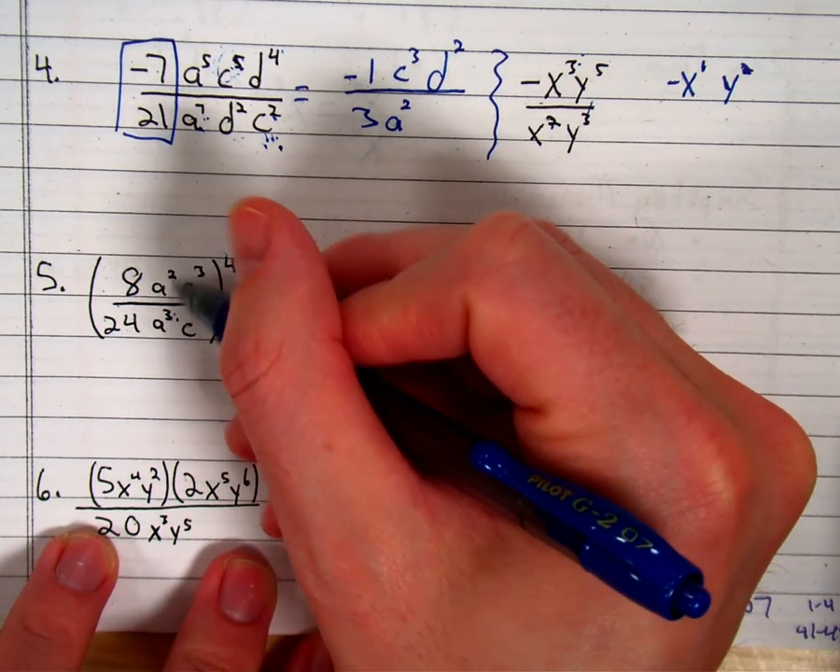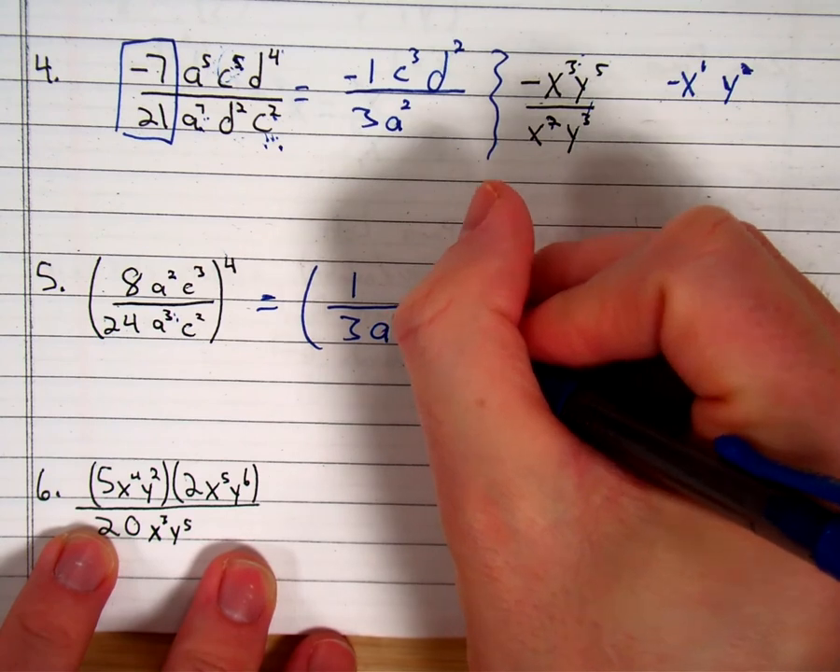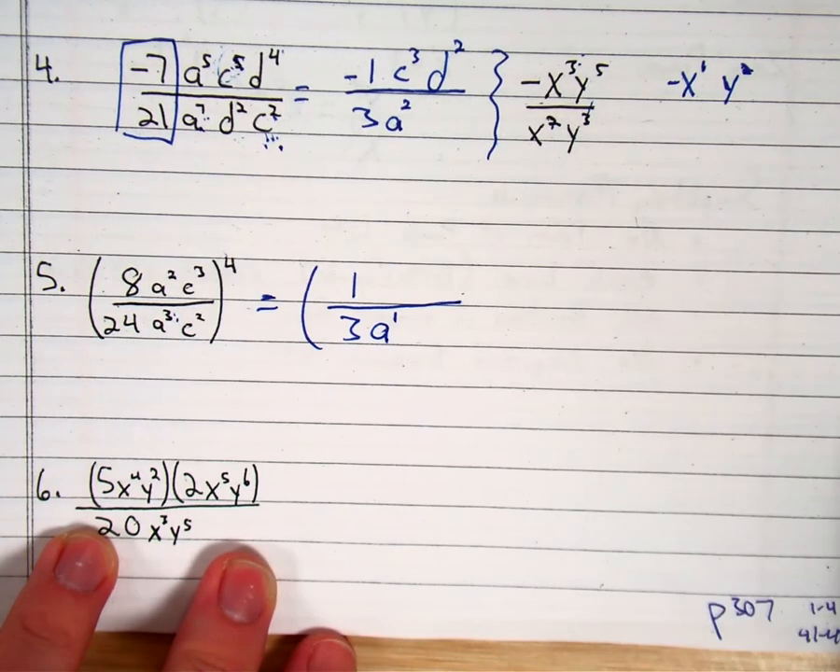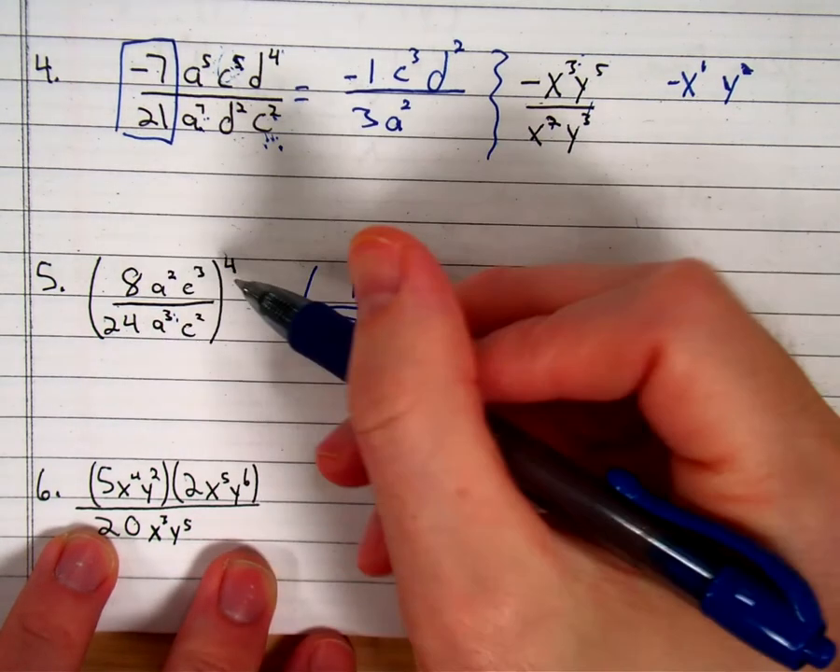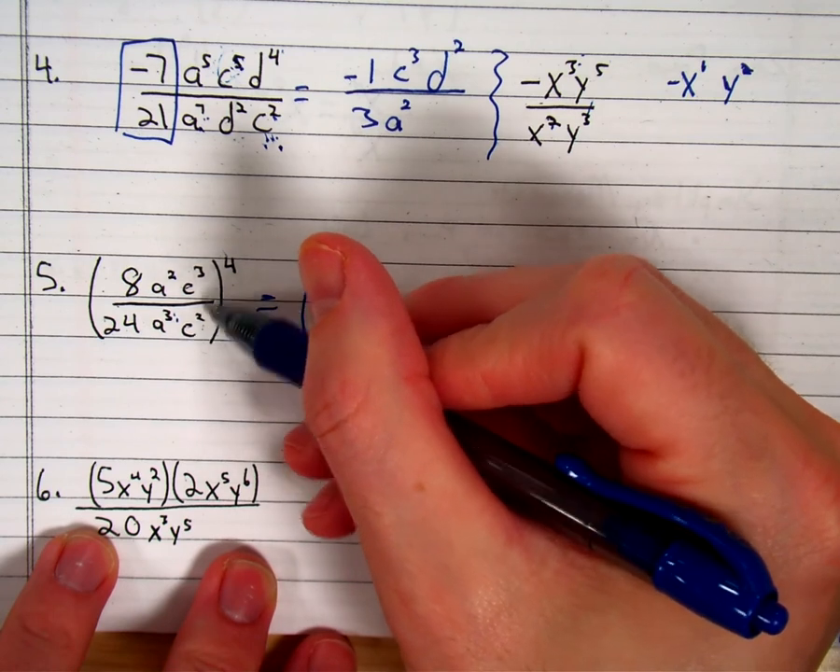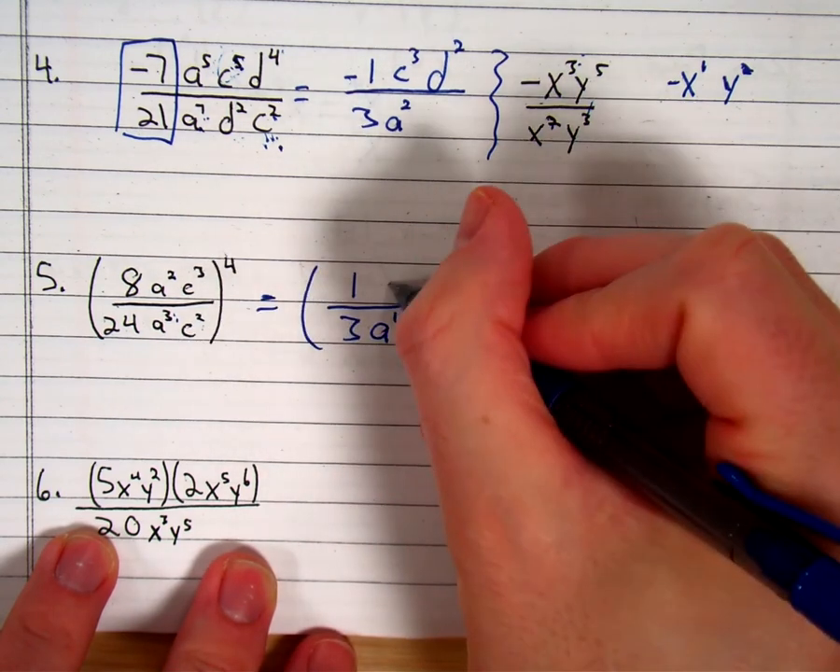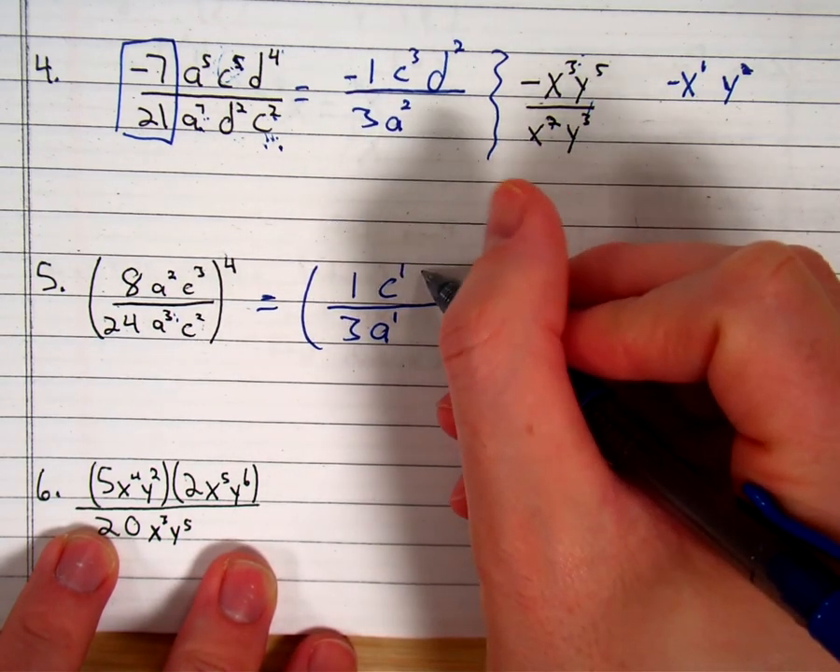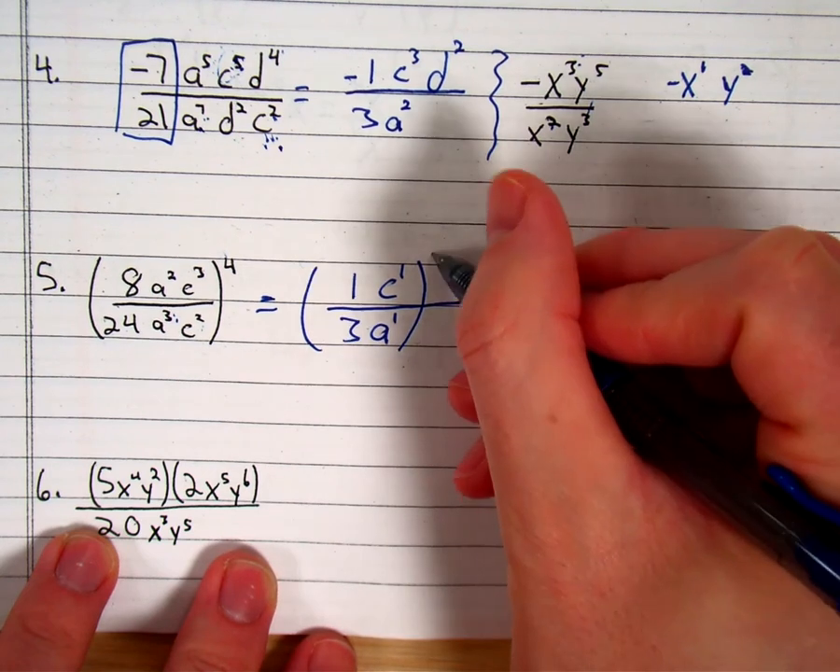3 minus 2 is 1. A to the 1st on the bottom. That's where the bigger one was. C to the 3rd on top, c squared on the bottom. 3 minus 2 is 1. C to the 1st on the top. Much easier now to do this.